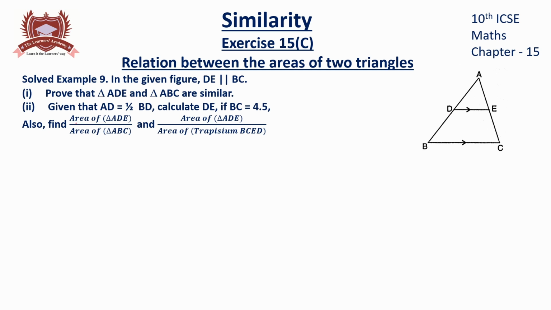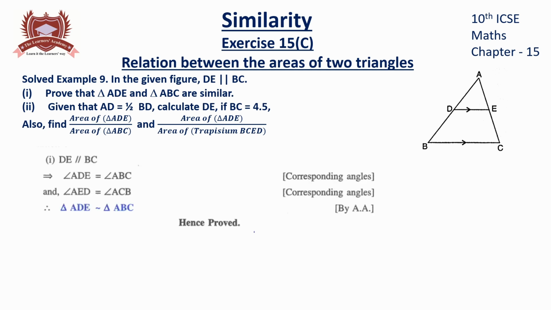Now also find the ratio of areas of ADE upon ABC and area of ADE upon area of trapezium BCED. So these are the two things that we have to find. So there are three things to be found. First we have to prove these, and then we have to find these values. So there are three things. First is a proof, then the second part and the third part are to find these values. Extremely sorry, in the first part there is a proof, and in the second and third parts we have to find the values.